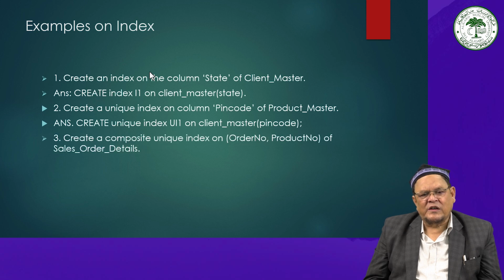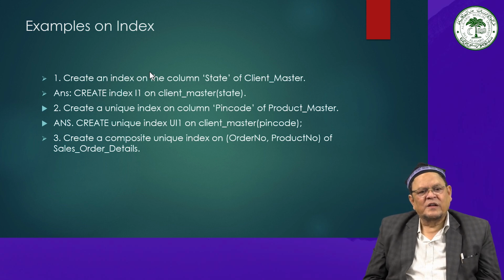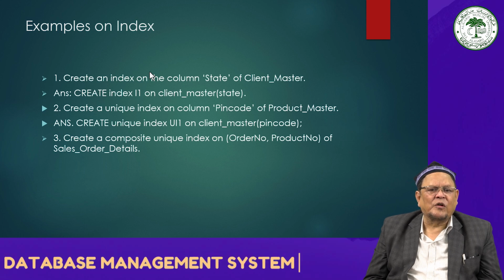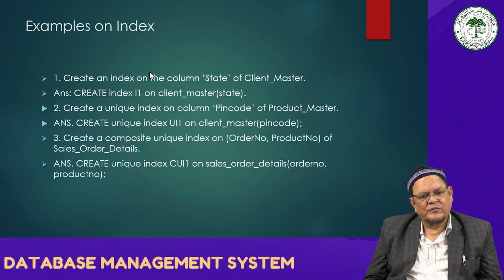Create a composite unique index on order number and product number of the sales order details. Here I am giving you examples of all types of indexes which we have discussed. So CREATE UNIQUE INDEX on sales order details, and within parentheses you have to write order number and product number.